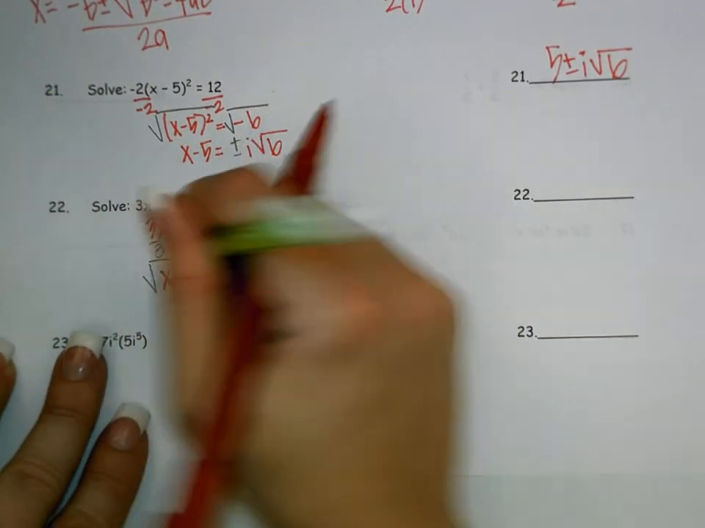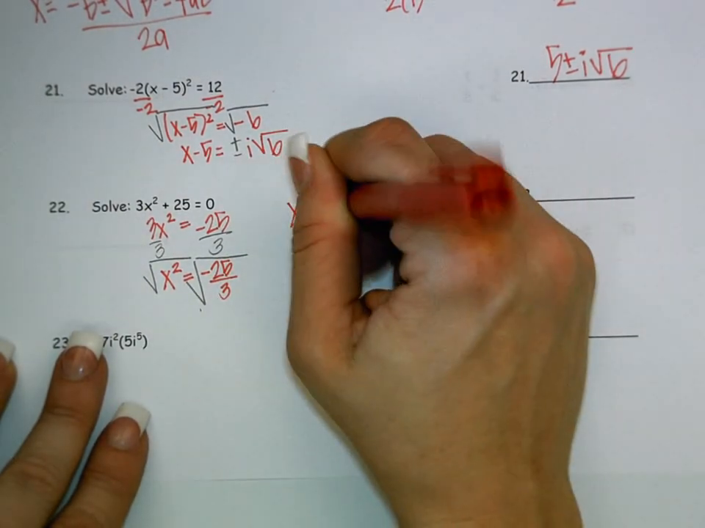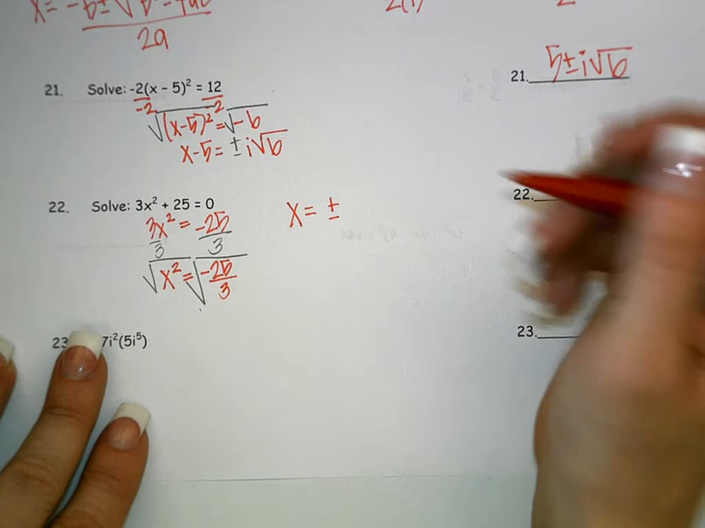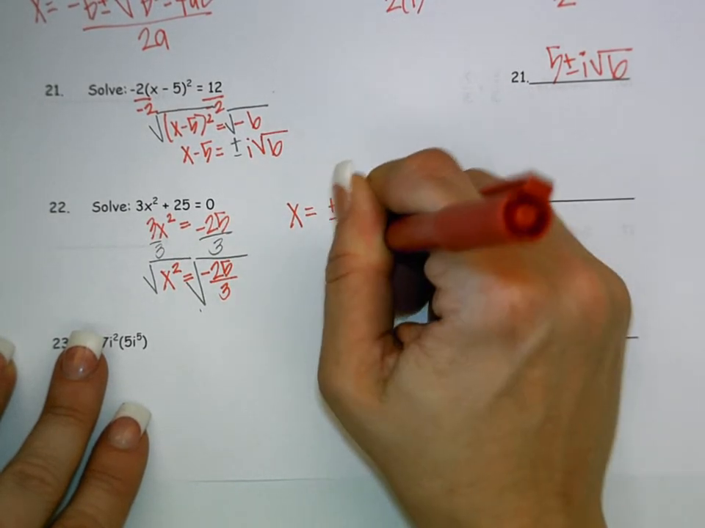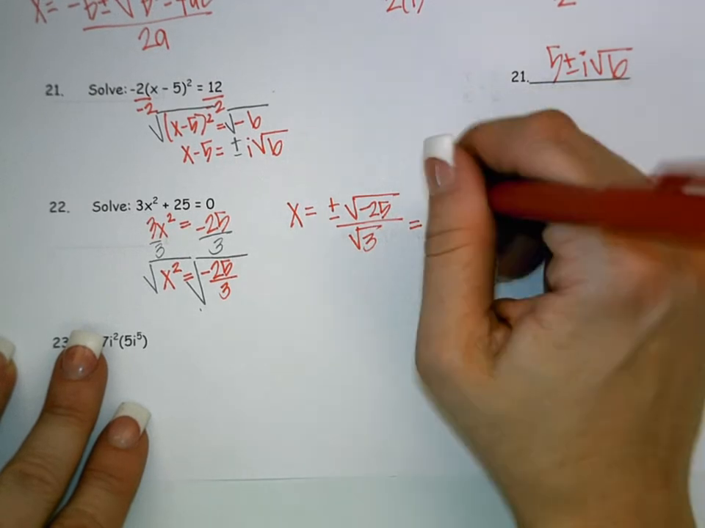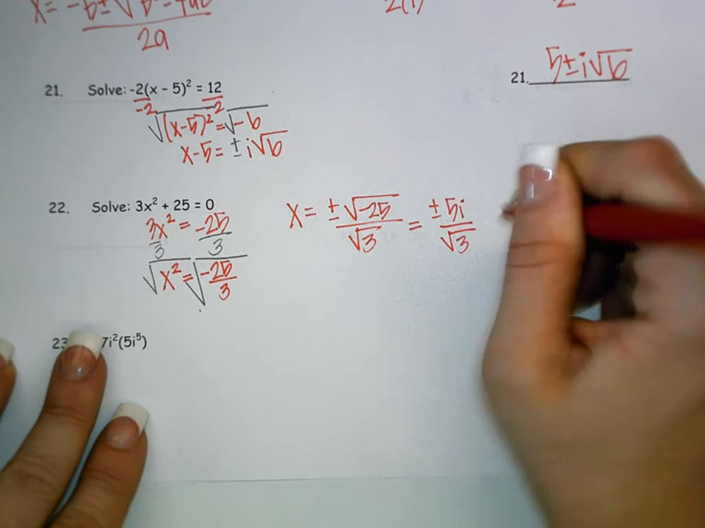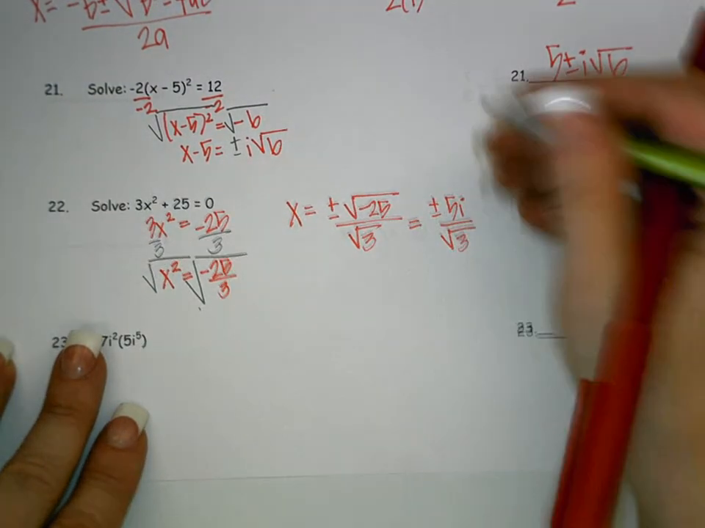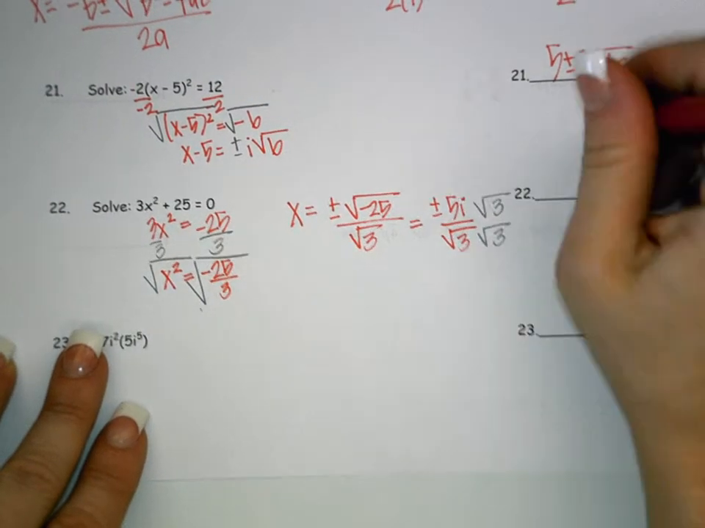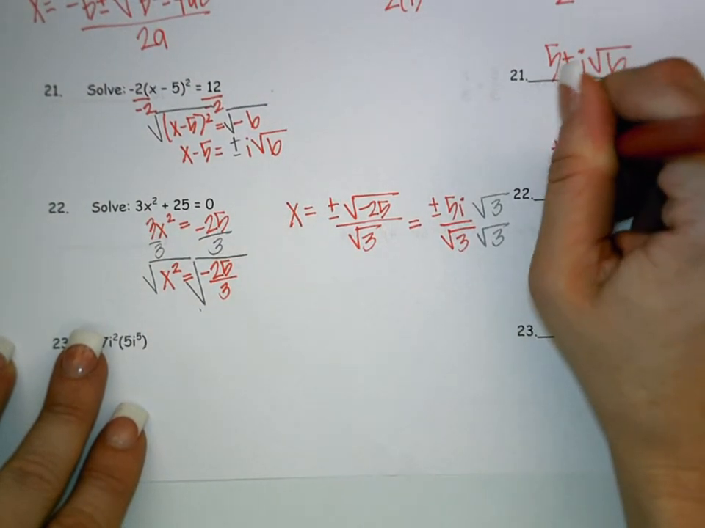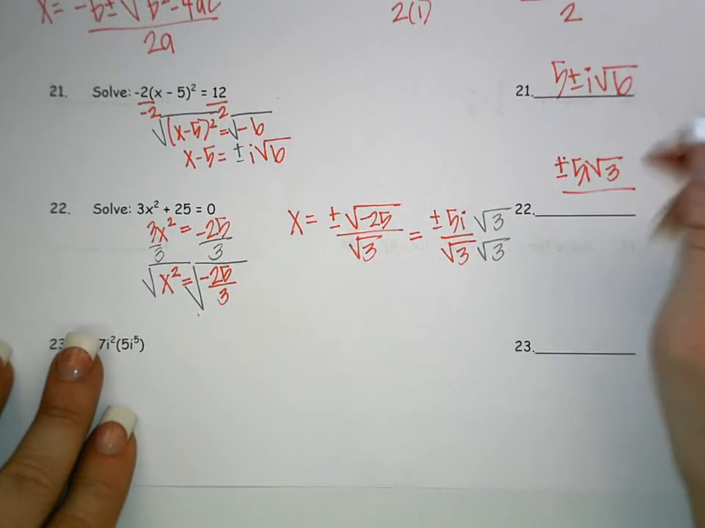Square root both sides. That's going to leave you with x equals, you still have a plus or minus, radical -25. We're going to split up this radical over root 3. So that'll break down to give you plus or minus 5i over radical 3. You can't have a radical in the denominator, so to get rid of that, you rationalize it, multiply by root 3 in the numerator and denominator. That's going to leave you with plus or minus 5i root 3 over, you have a pair, so you can just take out a whole 3.